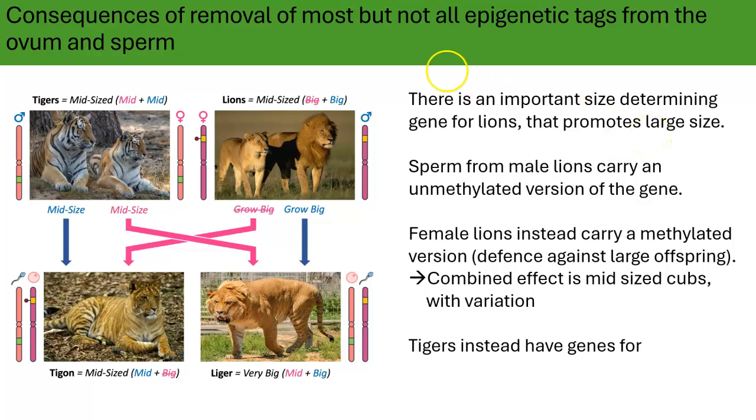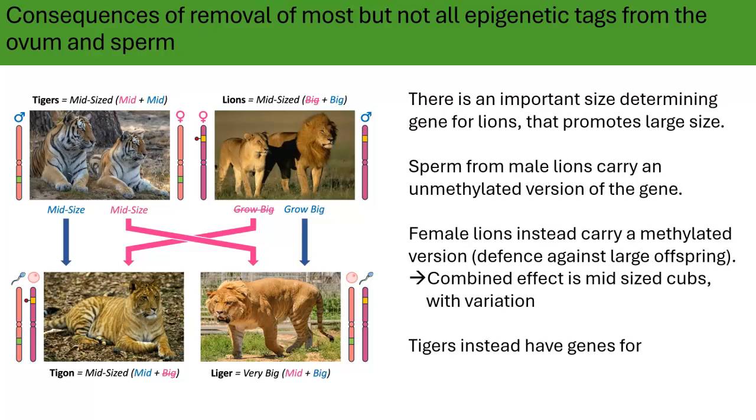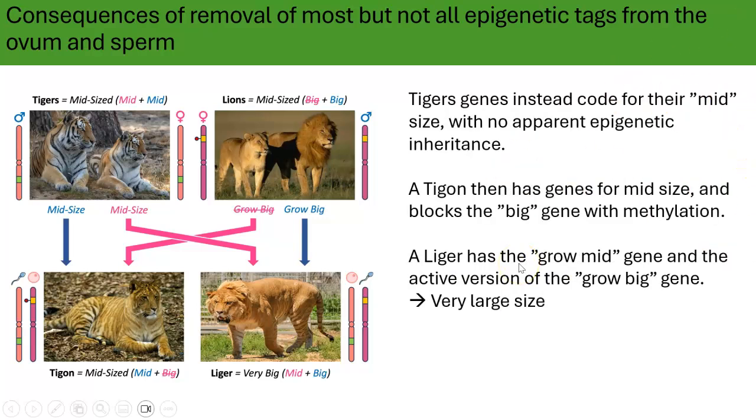So the combined effect in lions is that you get mid-sized cubs with variation, of course. So you have both the big size and the defense against big size. Now, I left something out. The last part here ended with an empty sentence. So here we go for that.